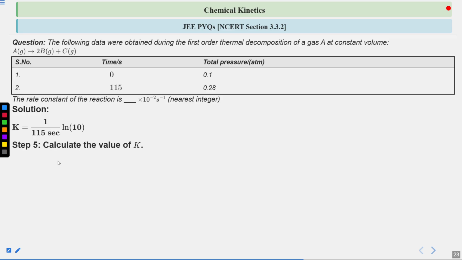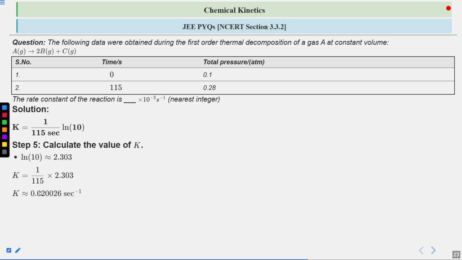The step 5 we are going to follow is the calculation of the value of K. Ln 10 you can take approximately equal to 2.303, and then you can use that in this equation we derived. So K equals 1 upon 115 multiplied by 2.303. You can simply multiply the two terms and get the value of the rate constant.